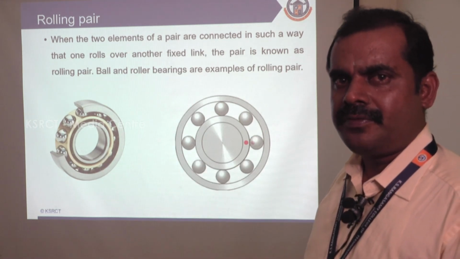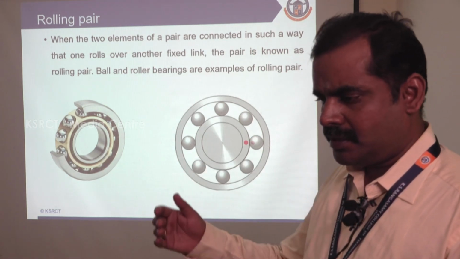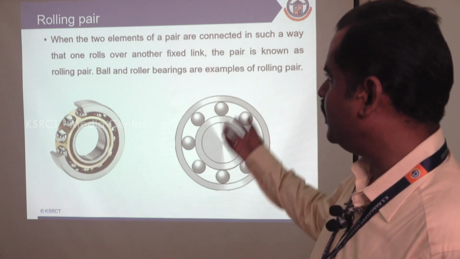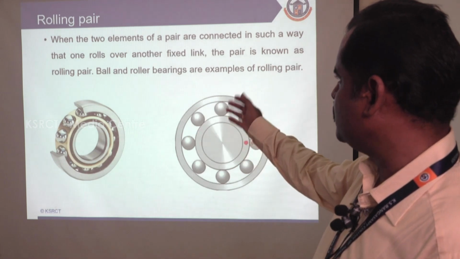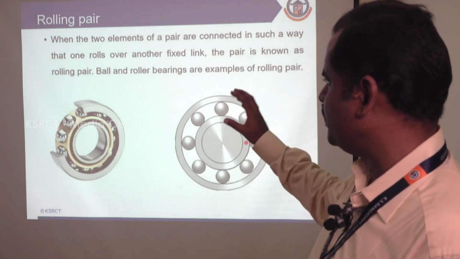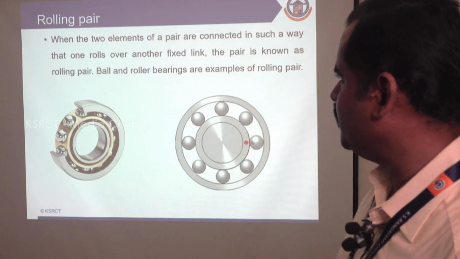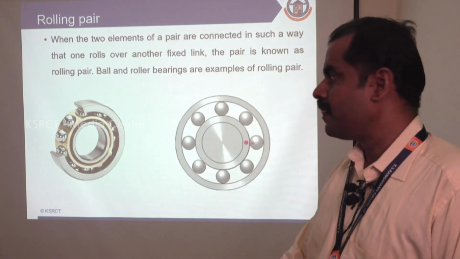Not only ball bearing, if you take wheels on the road, it will be having rolling pair only. So one element rolls over the another element. So one element should be fixed, another element should be free. The best example for rolling pair is ball and roller bearings.